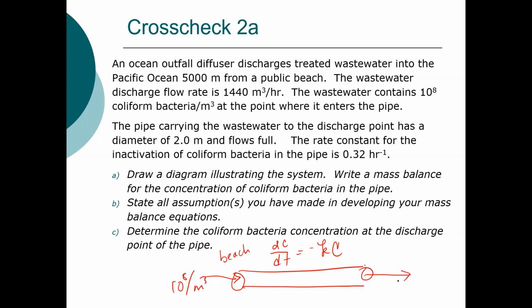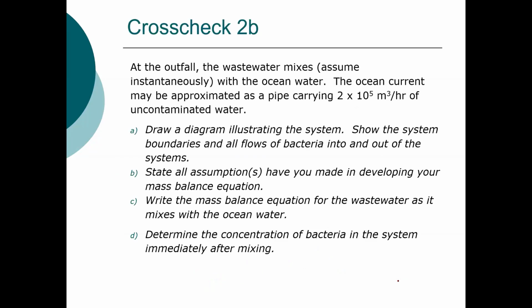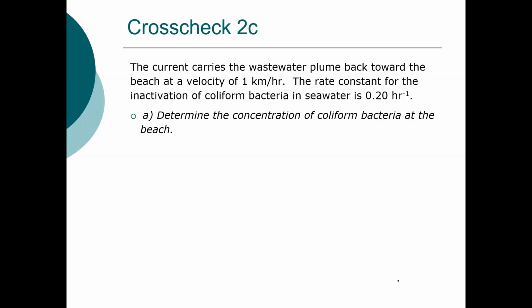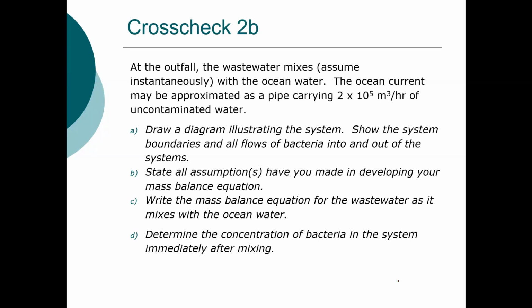Now, the next part of this: at the outfall, the wastewater mixes instantaneously with the ocean. So you can assume, or model, the ocean current as a pipe. So basically now you have 2 pipes, the confluence of 2 pipes, one with wastewater, one with pure water or ocean water. Now you'll need to model that. So think about what system you need, how are you going to model that? And then lastly, you'll model the water as it flows back. So there's basically 3 subsequent parts to this. Think about whether this is a plug flow system or a CSTR in your modeling effort.